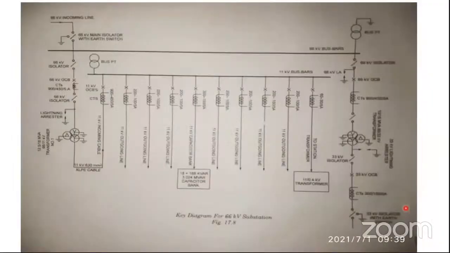next substation, which is a 66 kV substation. If you observe here, you have a 66 kV incoming bus, and the incoming line is connected to the 66 kV bus. See the long bus, the 66 kV bus. With the help of an isolator, it is connected to it.